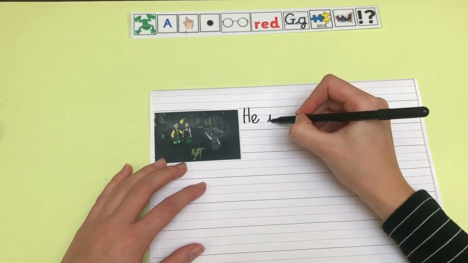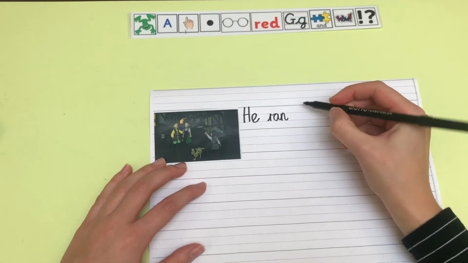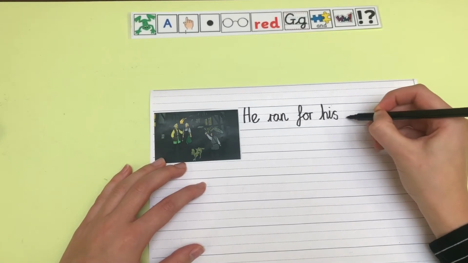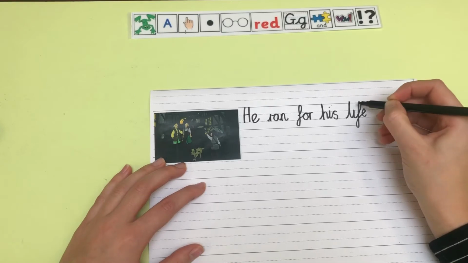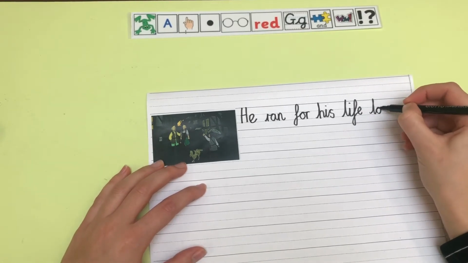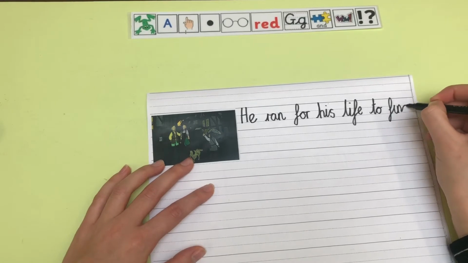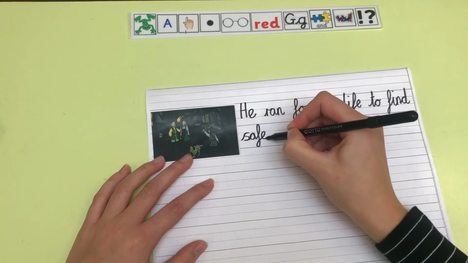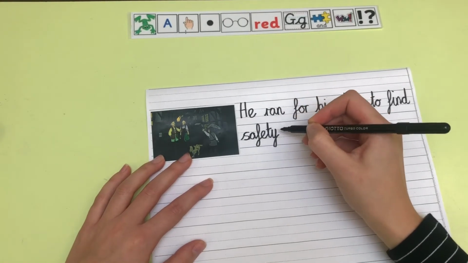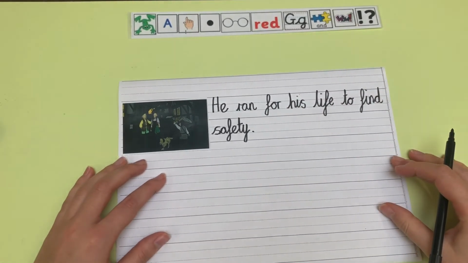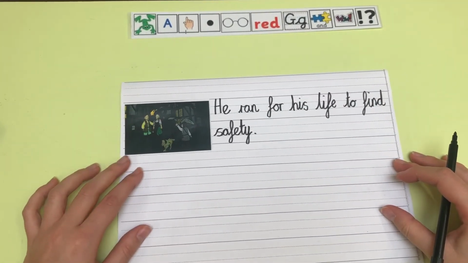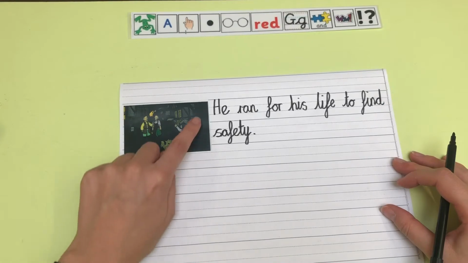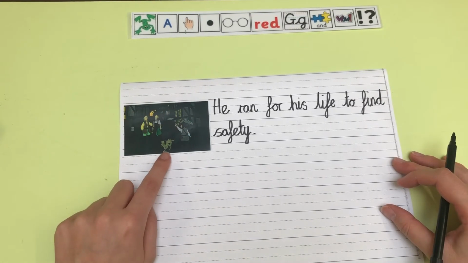So he ran for his life to find safety. And I know it just wasn't him that was trying to find safety, it would be all the people in London as well. So he ran for his life to find safety. And then he noticed that this street was quieter and less chaotic.